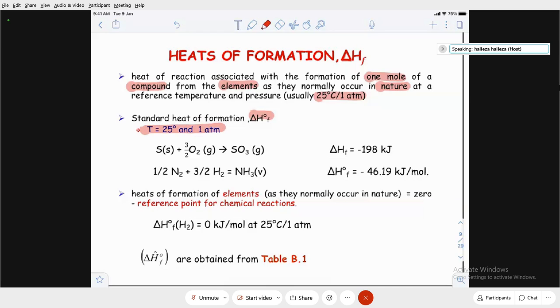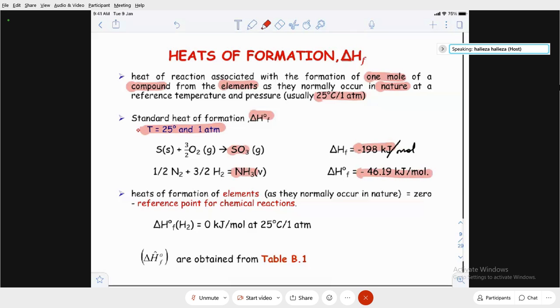So for sulfur trioxide, we have that value. I hope it should be kilojoules per mole there. Per mole of what? Per mole of sulfur trioxide. And for your ammonia, this is the heat of formation, which you can get from Appendix B1.